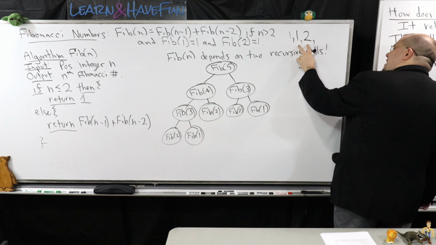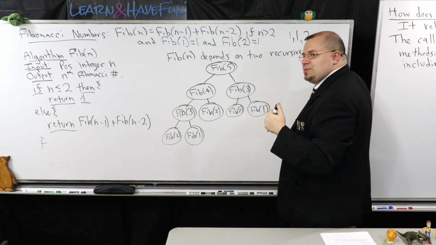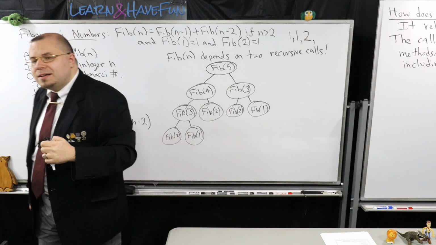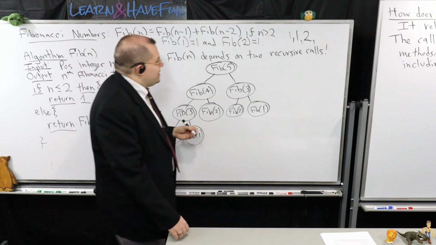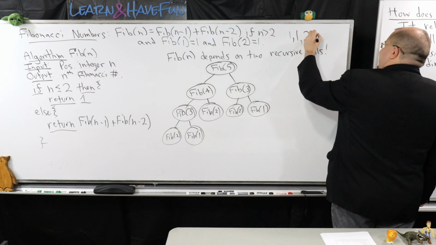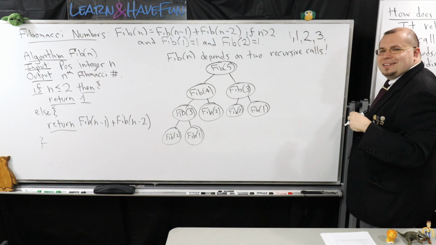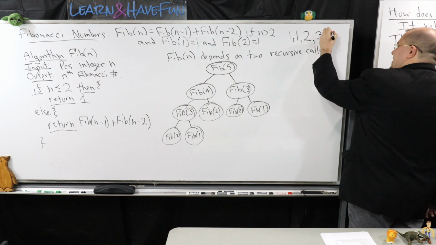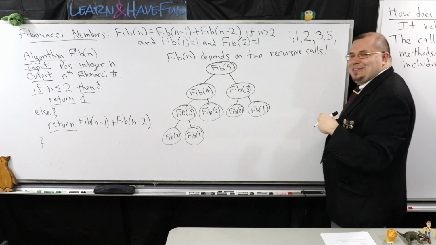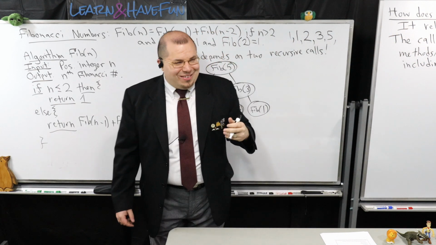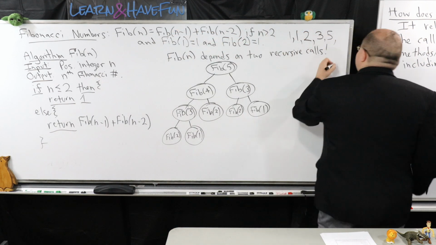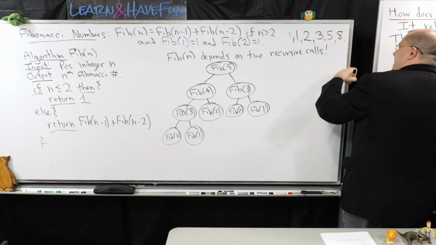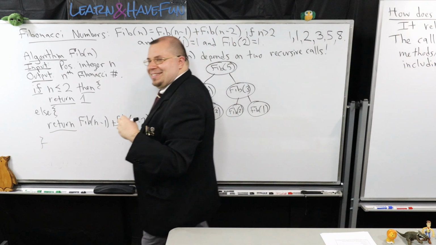Can somebody tell me what the next number in the Fibonacci sequence would be if that's the case? It's 3, yeah, 3. How about after that? Yeah, 5. One more. Give me one more. 8. You're very good, very good. See, everybody's on the ball today. What a lovely Monday. So let's get on this.